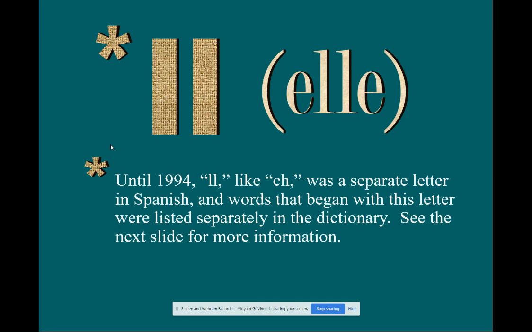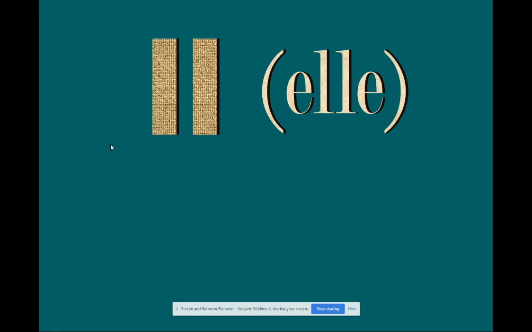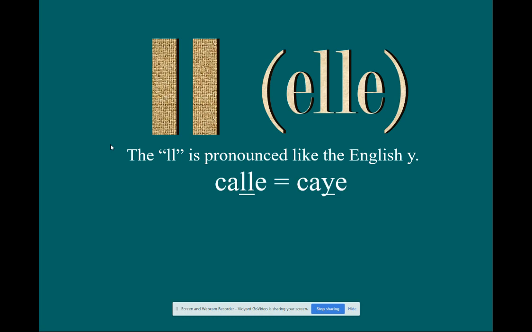Elle. Until 1994, elle, like che, was a separate letter in Spanish, and words that began with this letter were listed separately in the dictionary. See the next slide for more information. The double L is pronounced like the English Y. Calle.